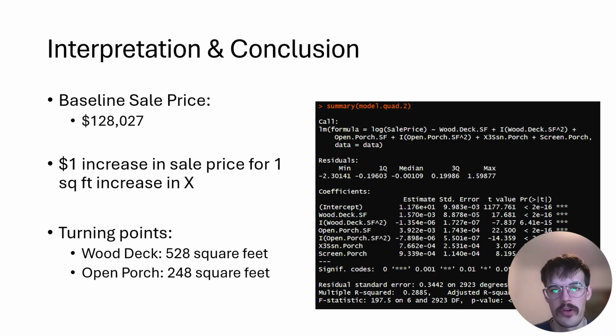For each of the linear terms, a 1 square foot increase equates to about a $1 increase in sale price. This makes sense as these are desirable features on homes and would add value the bigger they are. However, with the quadratic terms, there are turning points for wood deck and open porch square footage at which the impact on sale price becomes negative.